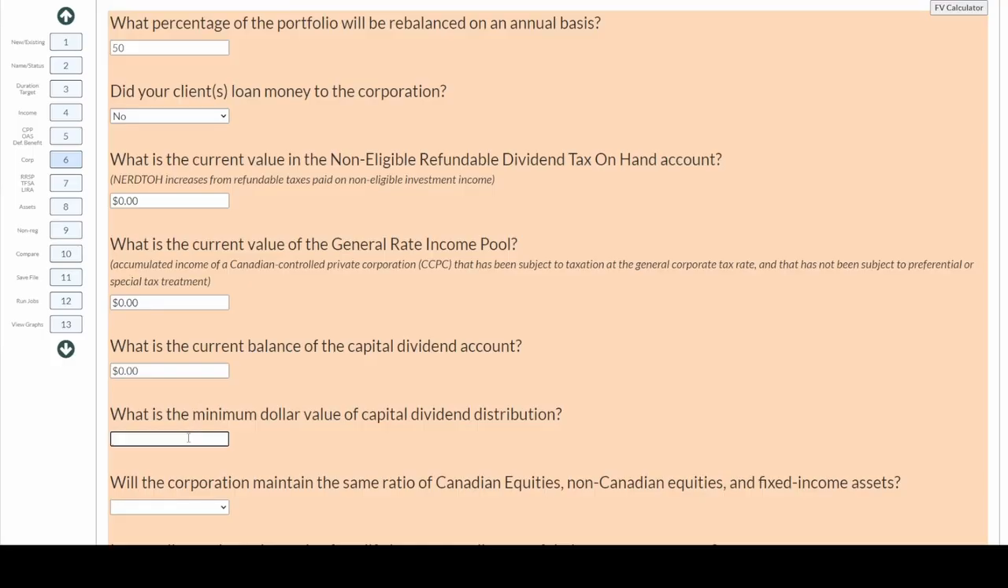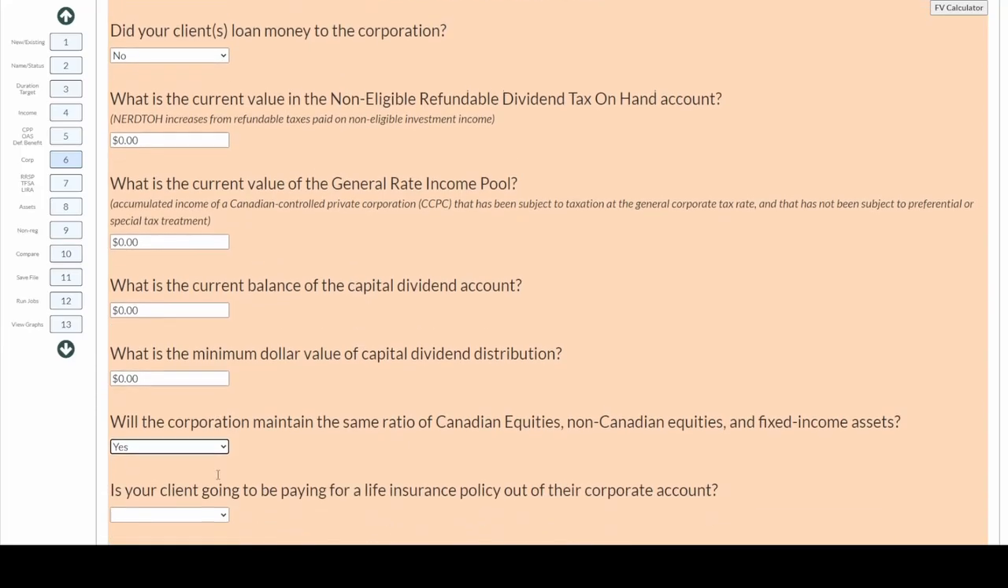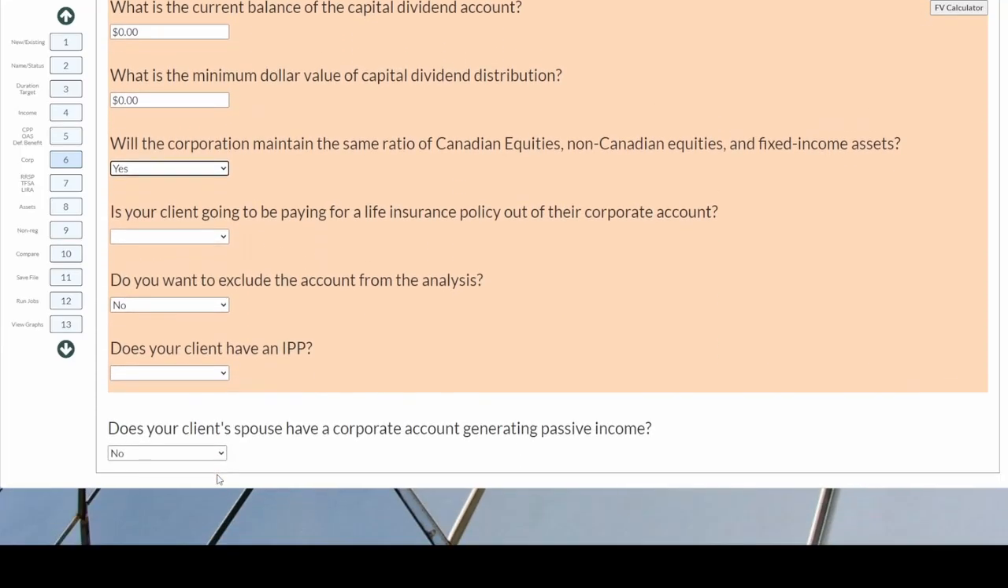Next, enter the minimum dollar value of the capital dividend distribution. This is a minimum threshold set due to CDA costs. Now select if the corporation will maintain the same ratio of Canadian equities, non-Canadian equities, and fixed income assets. If you primarily own a mutual fund that has a fixed ratio between the different asset classes, make sure to select Yes.